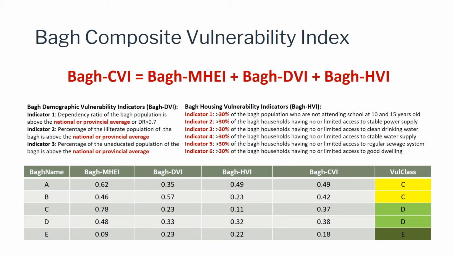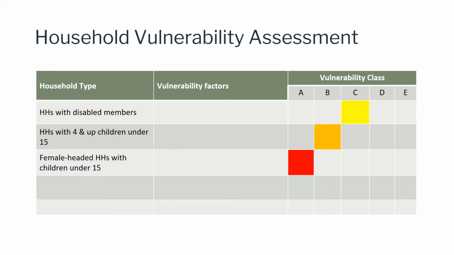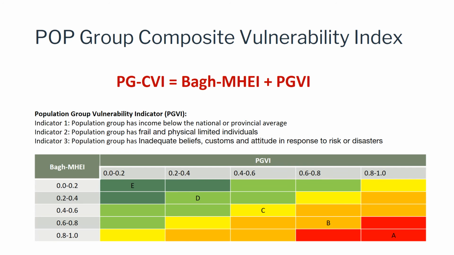The back composite vulnerability index equals the back multi-hazard exposure index plus the back demographic vulnerability index and household index. The household composite vulnerability index, household CVI, equals the multi-hazard exposure index plus the household vulnerabilities index. We have this matrix for household vulnerabilities assessment.